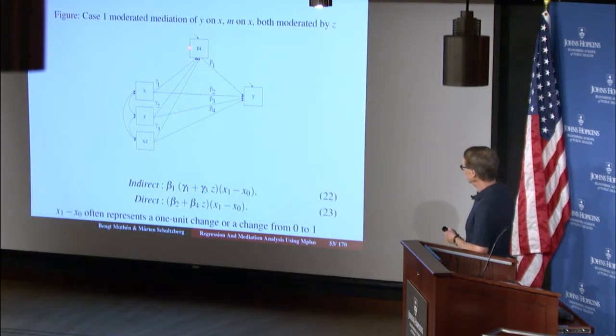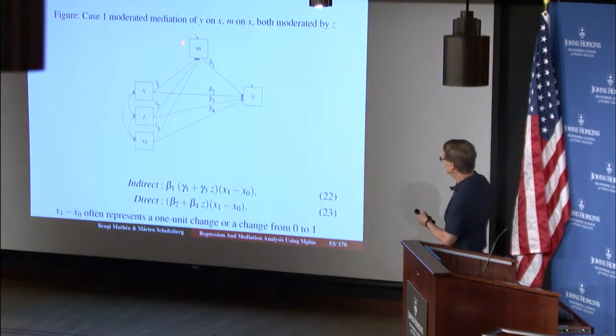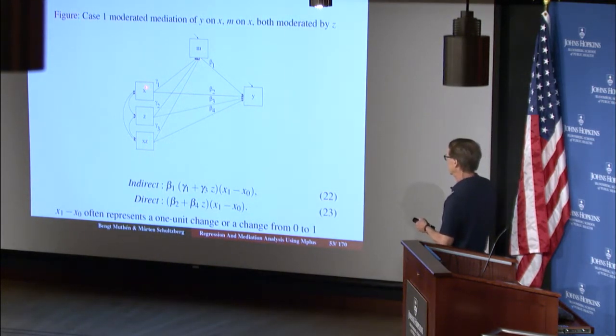So look at this picture. What you should think about, these are two regressions. You have two dependent variables. You regress M on these and you regress Y on all of these. So we have X times C moderating the regression of M on X. And we have X times C moderating the regression of Y primarily on M here. And X, I should say.